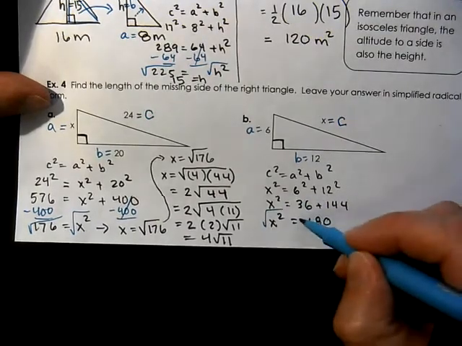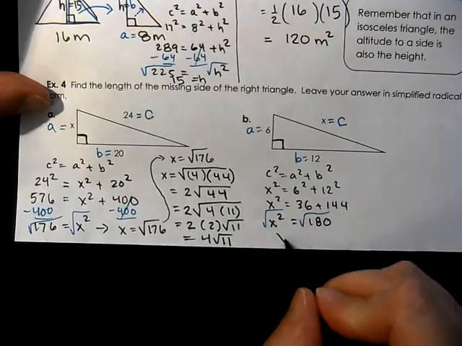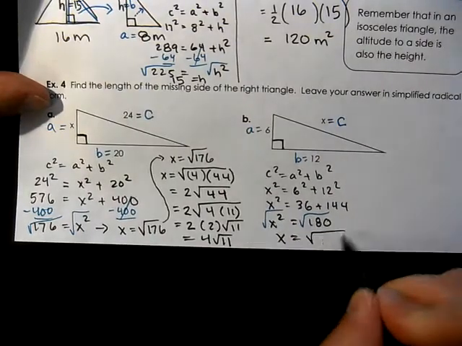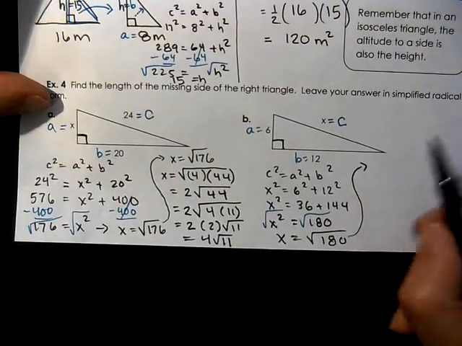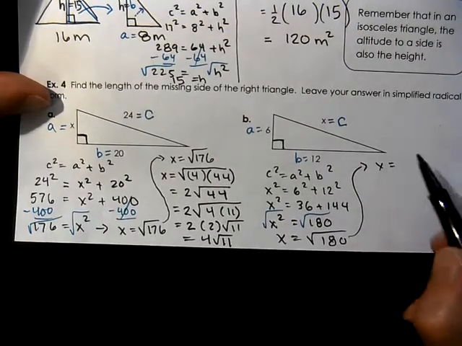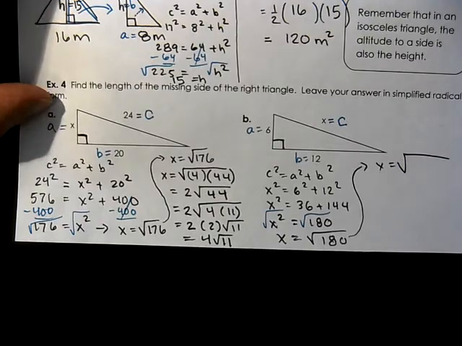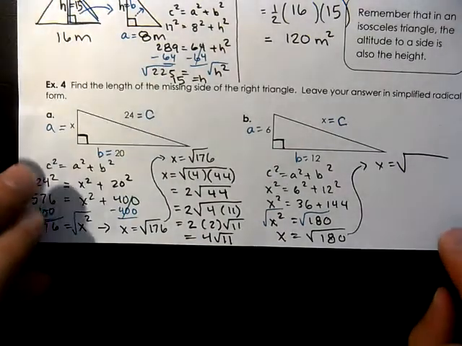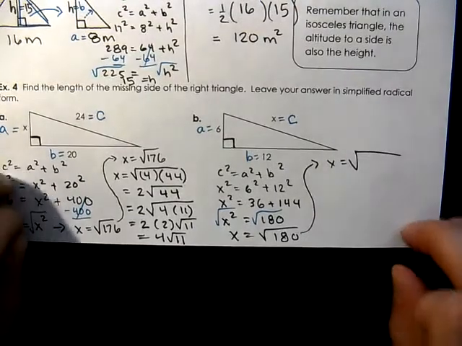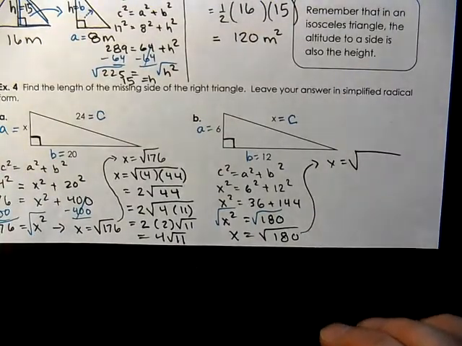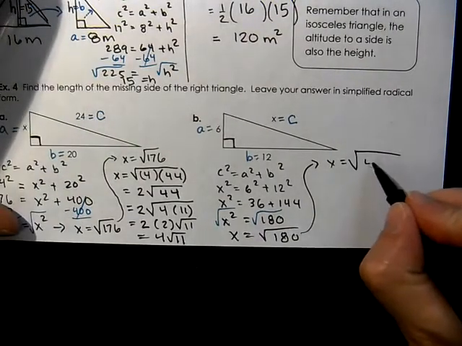And then we'll take the square root of both sides, and that gives me, well, the square root of 180, which I need to check for factors. So again, with a big number like that, I use my calculator to guess and check to see, is it divisible by 4? Is it divisible by 9? It turns out that it is divisible by 4.